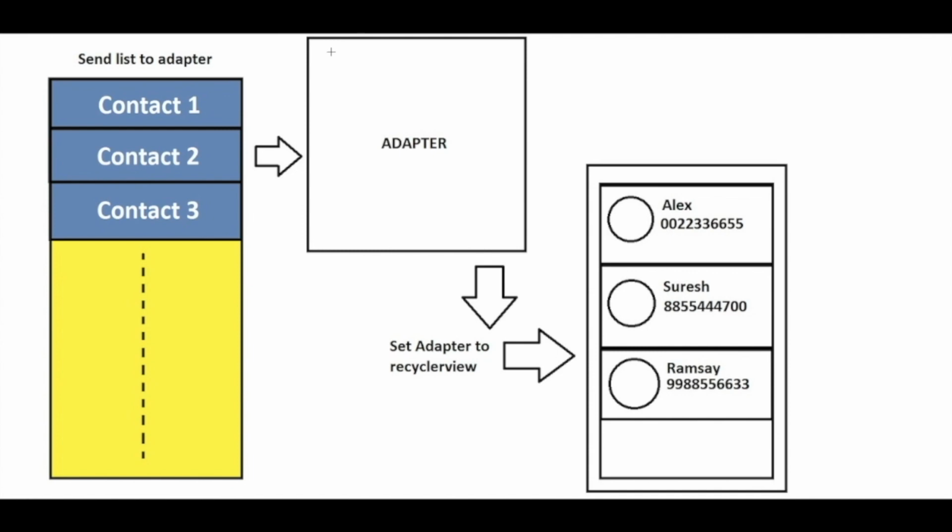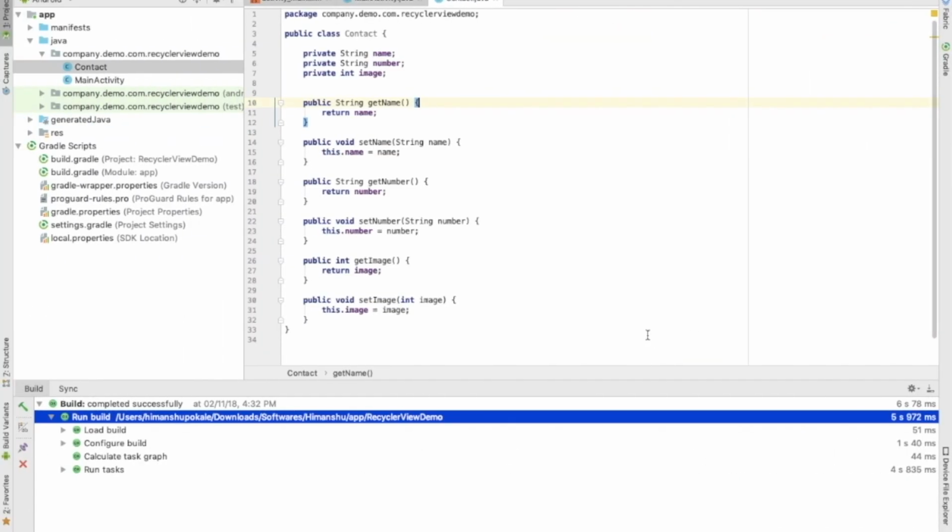this list to the adapter. Adapter will act as a link between our recycler view and dataset, that is our array list. Now finally, after setting up the adapter, we'll set the adapter to the object of recycler view that we make in our activity. Okay, now let's get back to our project and do things programmatically.